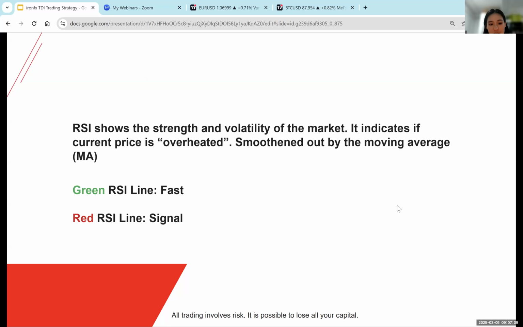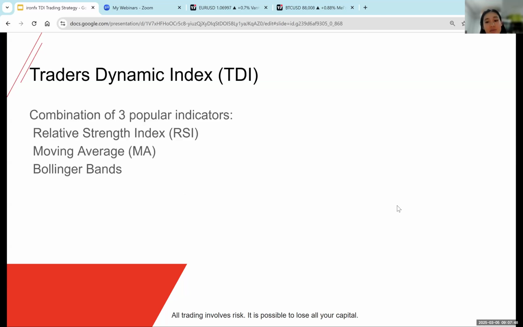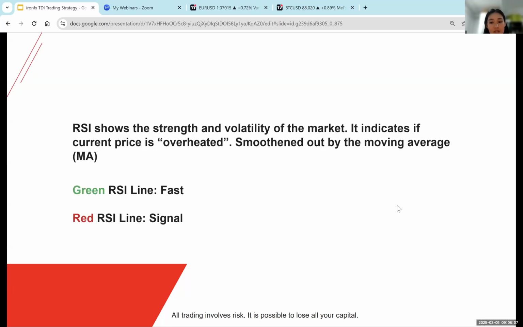Okay, so before we get into this, let's break down the TDI components. It's made of three different elements, as we saw here: the RSI, which measures momentum and overbought or oversold levels; moving averages, which would be your signal line, which I'll show you guys in a bit, which helps to smooth out RSI movements; and lastly, the Bollinger Bands, which show volatility and trend direction. So let's break it down further. We talked about RSI showing us the strength and volatility of the market, indicating if price is overheated or overbought, smoothened out by moving average.